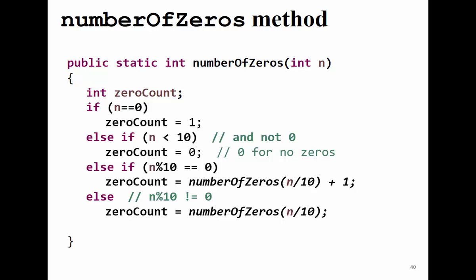Otherwise, we're going to do the recursive call, but without adding 1, because the last digit is not 0. Let's say you start with 205. 205 is not the base case, it is not less than 10. The remainder is not equal to 0. The remainder is 5. The 5 is the last digit. We get rid of it by dividing n by 10. So 205 divided by 10 will end up with 20, because this is integer division. So we call with 20. And at the end, we return the zero count.